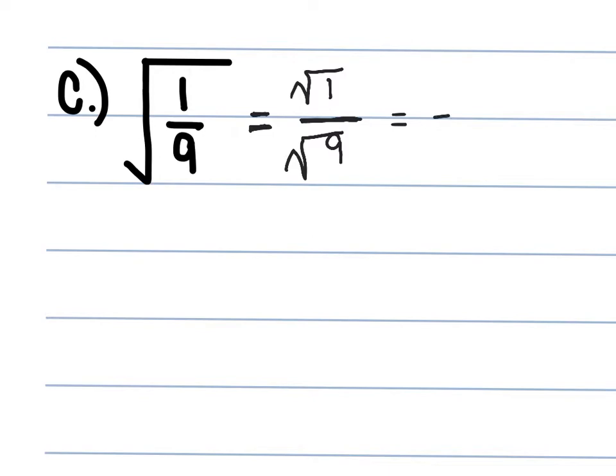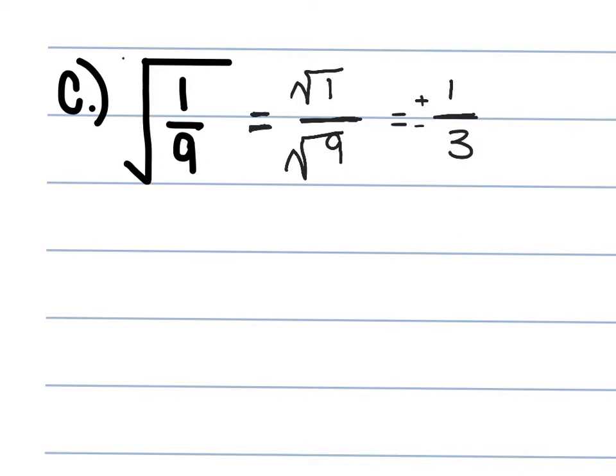So what happens when I take the square root of the top? And what happens when I take the square root of the bottom? 3. So there's my answer, 1/3, but I just lost half my points. Why? Plus or minus. It could have been positive 1/3 that was multiplied by itself to get 1/9, or it could have been negative 1/3.